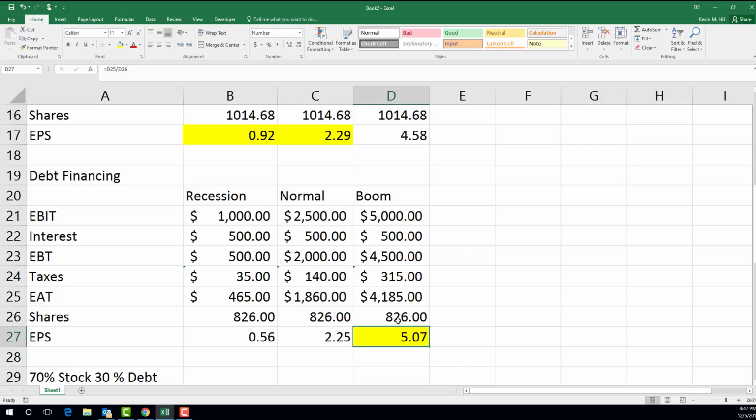I know this is a lot of information, a lot of Excel work in a short period of time, but like I said, pause it if you want to see the formulas, and hopefully this will help you with this type of analysis.